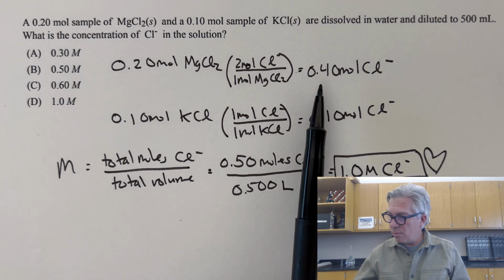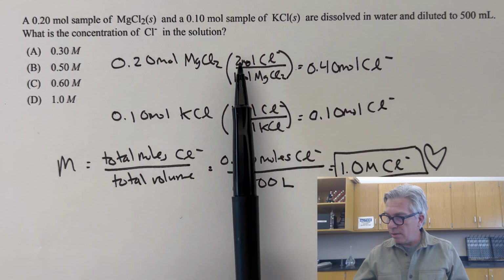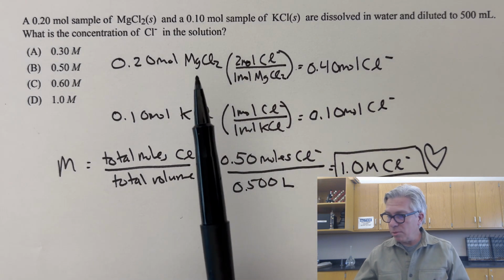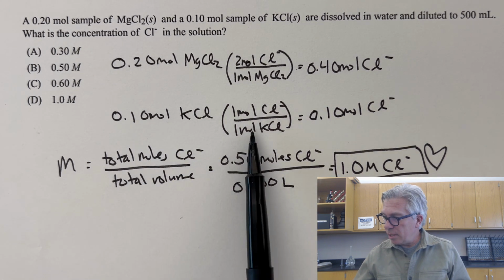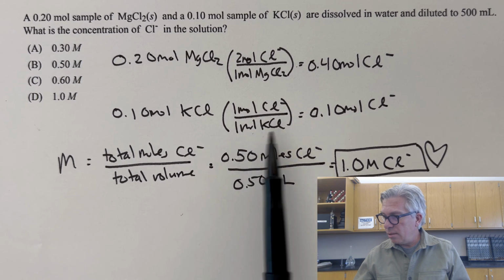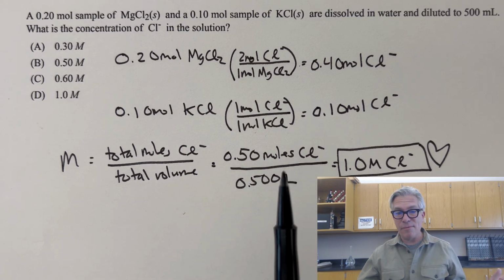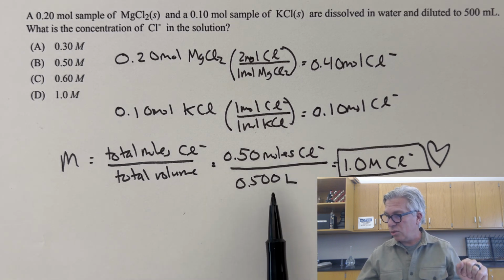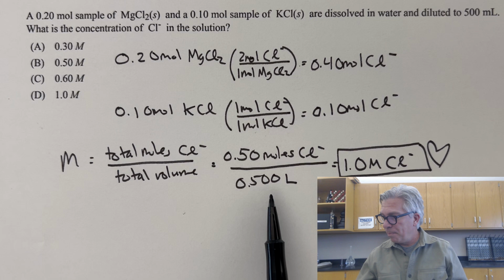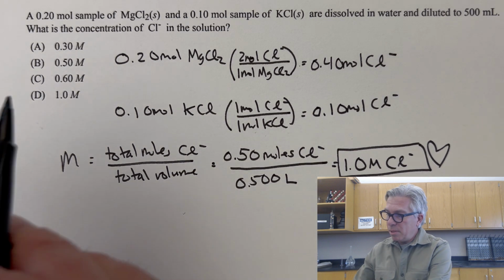There were 0.4 moles of chloride in the first one, because this was actually a slightly simpler one, with 1 mole of chlorine for every KCl. I got 0.4 and 0.1 moles. Total moles is 0.5, regardless of where they came from. Now they exist in this current solution of 500 milliliters, and that worked out to be 1 mole per liter.